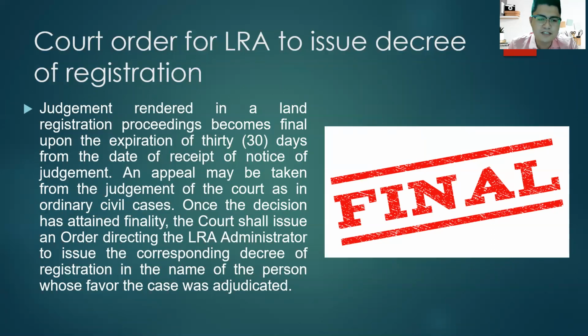Court order for LRA to issue decree of registration. A judgment rendered in land registration proceedings becomes final upon expiration of 30 days from the date of receipt of notice of judgment. An appeal may be taken from the judgment of the court as in ordinary civil cases. Once the decision has attained finality, the court shall issue an order directing the LRA administrator to issue the corresponding decree of registration in the name of the person in whose favor the case was adjudicated.